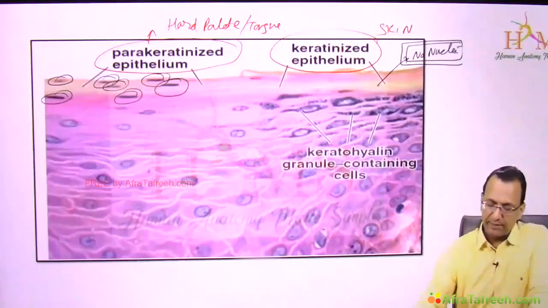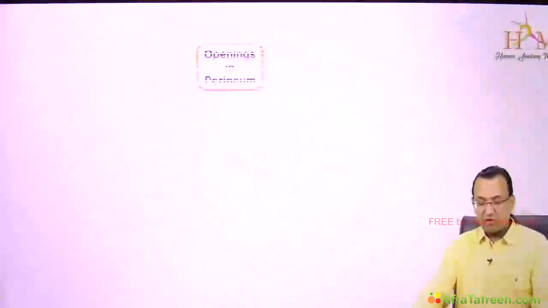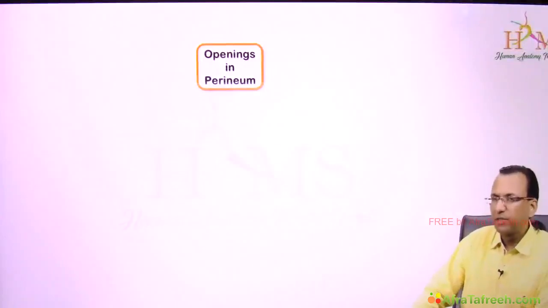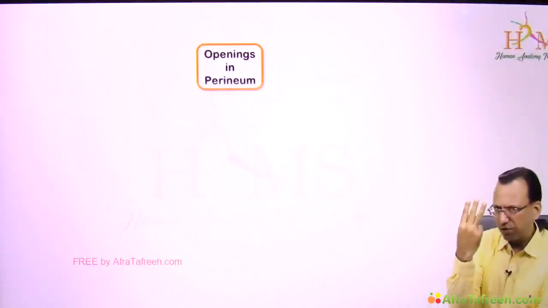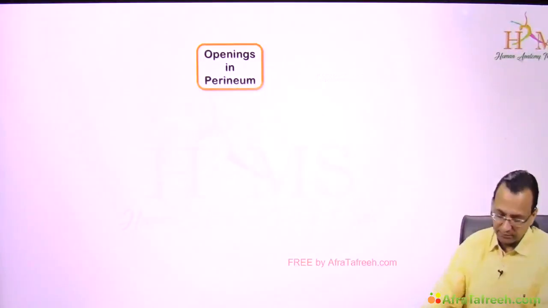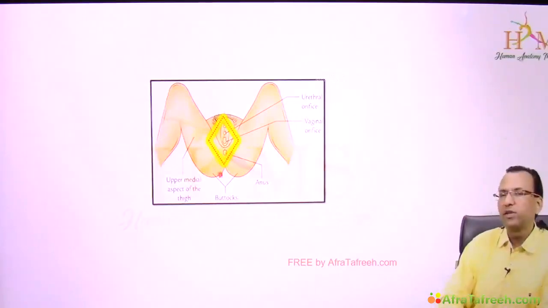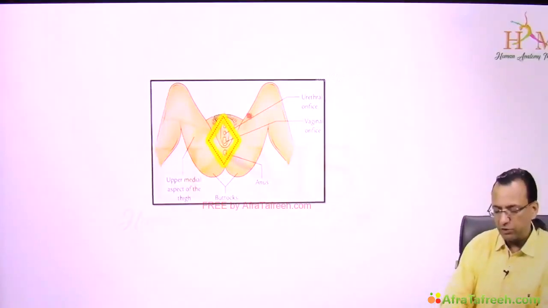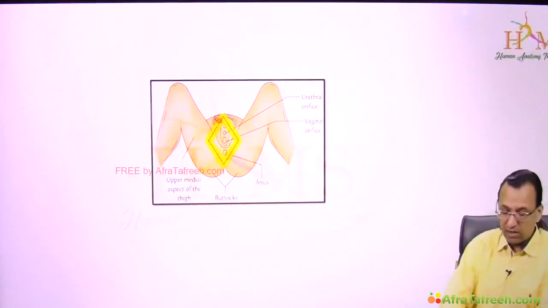About the skin epithelium, we'll see some more details, but later, not here. So what are now the 7 openings you were talking about? 4 on the face and 3 in the perineum. As we're talking about the perineum, we will see that a female perineum has 3 openings. In lithotomy position, you have put a female in lithotomy position. You are looking at the perineum and talking about urethra, vagina and anal canal.